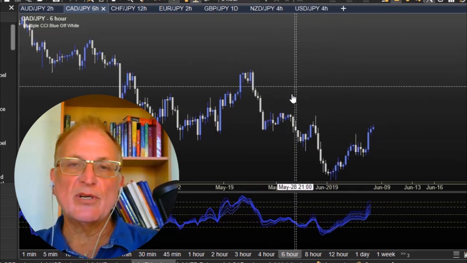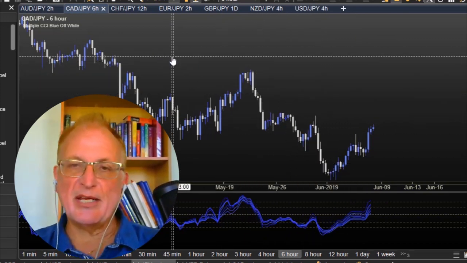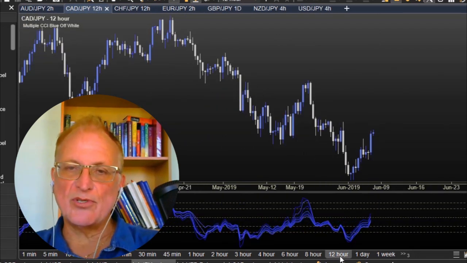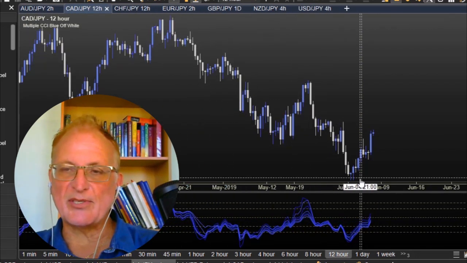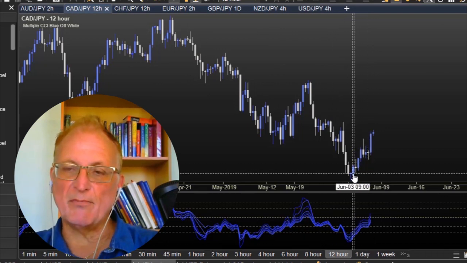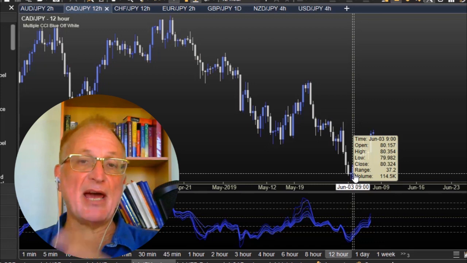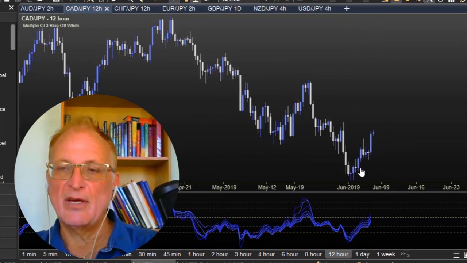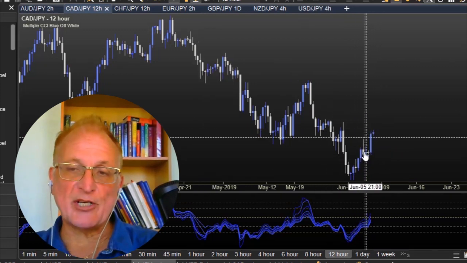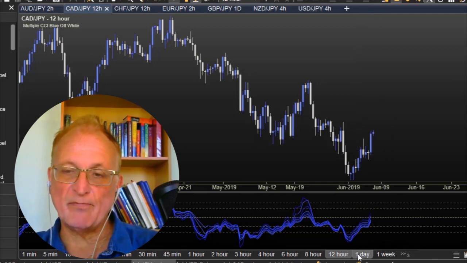So what we want to do here, if we were going to trade the Canadian yen, is go out to a longer time frame and confirm that's a downtrend, and see if we can confirm that the downtrend has turned, and now it's going up, not a correction, but maybe 1, 2, 3 of a bigger move up.